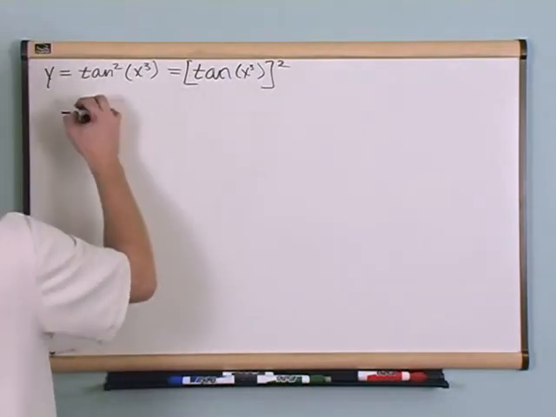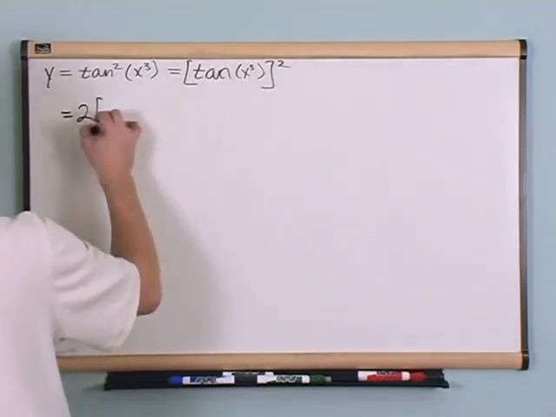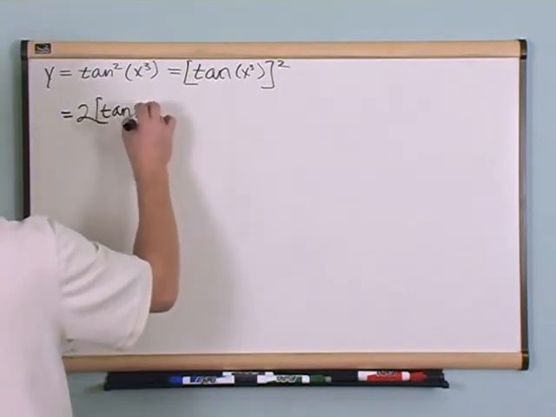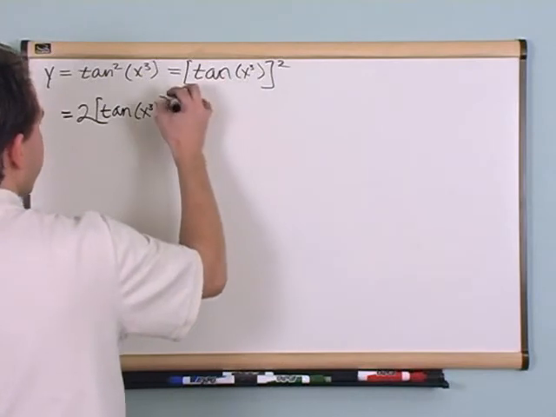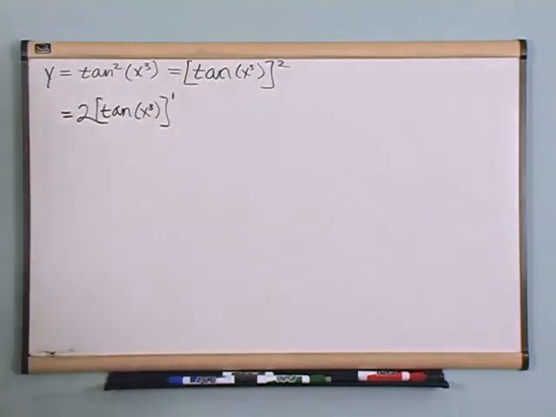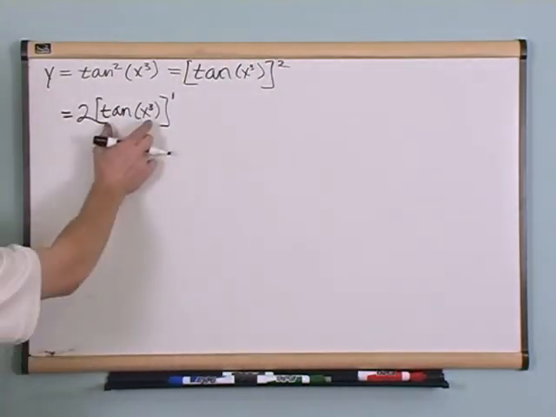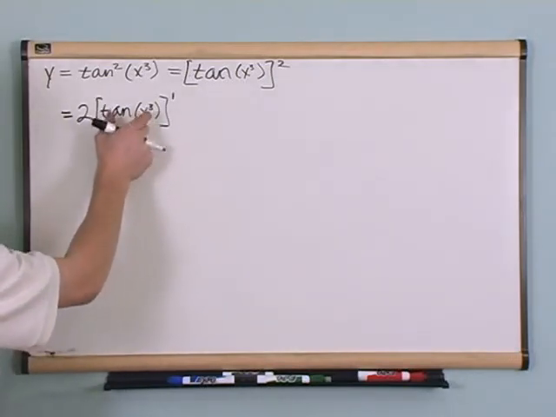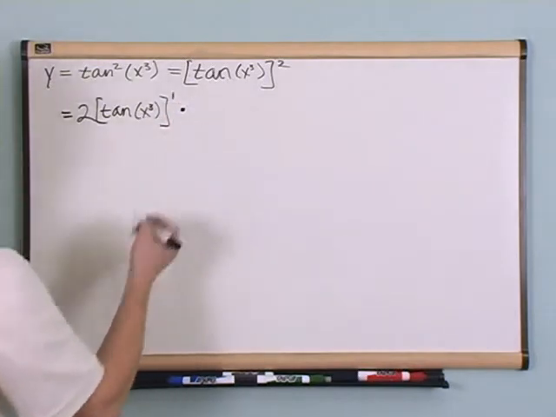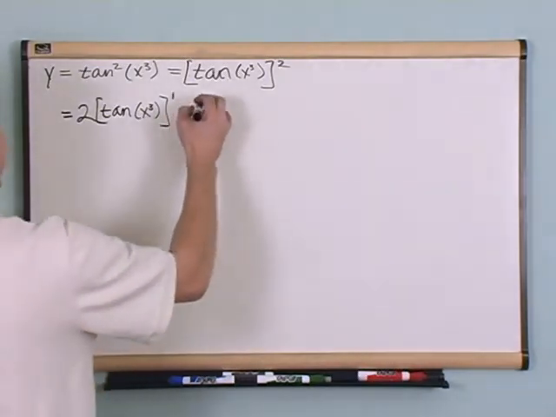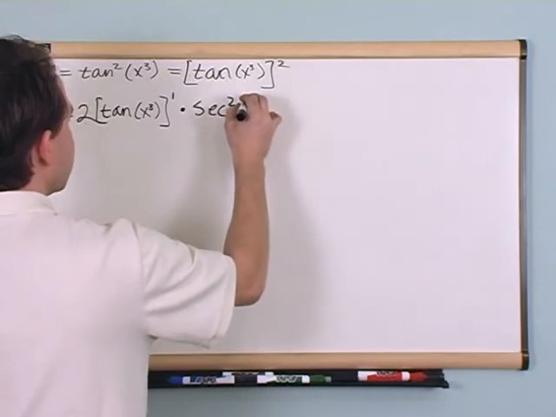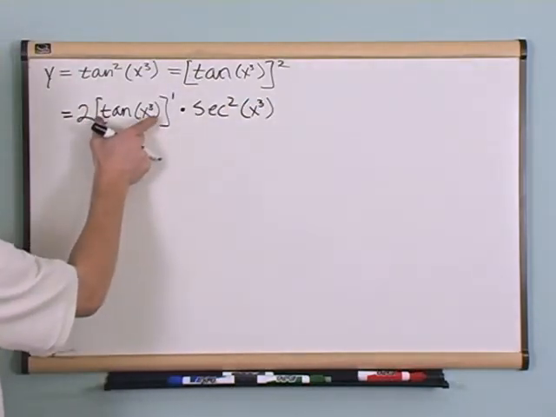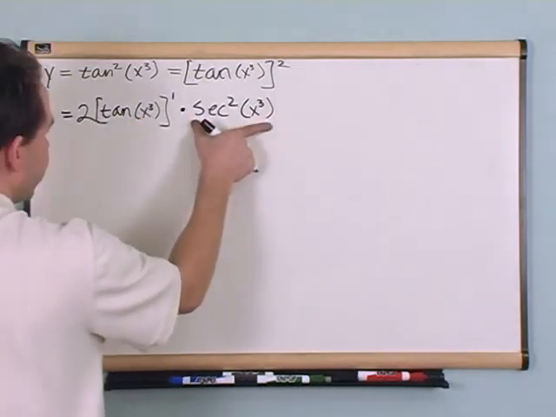Let's take the derivative. The 2 comes out of the exponent, and I leave the inside exactly alone. Tangent of x cubed. The exponent up here is going to be a 1, because 2 minus 1 is 1. Now, I've got to take the derivative of the inside. What's the big picture function here? It's tangent. What is the derivative of the tangent function? Secant squared. Again, I'm going to leave the inside alone, because I'm taking the derivative of this. The big picture is tangent. Derivative of tangent, secant squared.